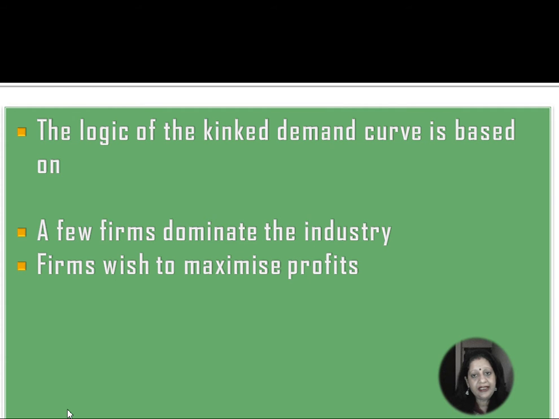The logic of the kink demand curve is based on a few firms dominating the industry, with firms wishing to maximize profit. It is a market situation where few firms dominate the industry. They combine together in order to earn maximum profit. Those firms who want to earn maximum profit form a group based on certain terms and conditions. The basic idea behind the kink demand curve is that a few firms dominate the industry in order to earn maximum profit.